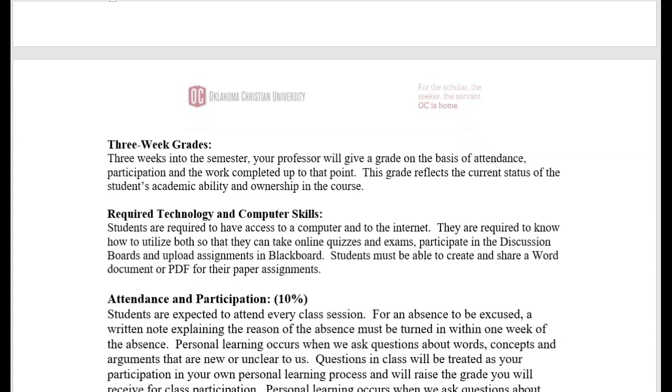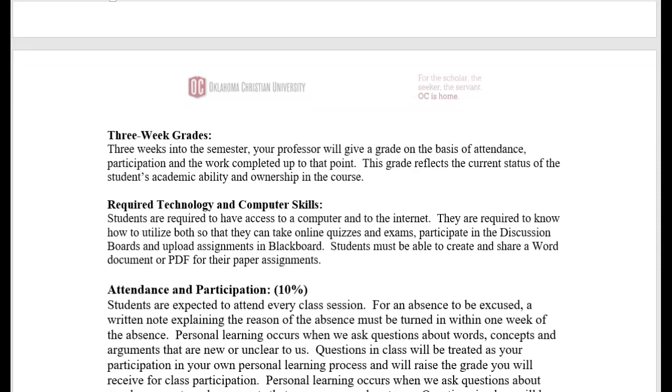You are required to have access to a computer since you'll be listening to videos, lectures each week, and since you'll be participating in the discussion boards and taking online quizzes and online exams, and uploading your assignments online. So you do need to have a computer, and there is an assumption that you'll know how to do all that with Blackboard.